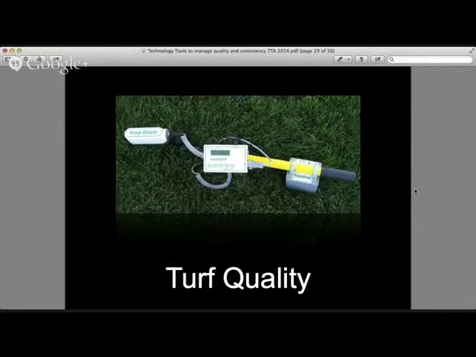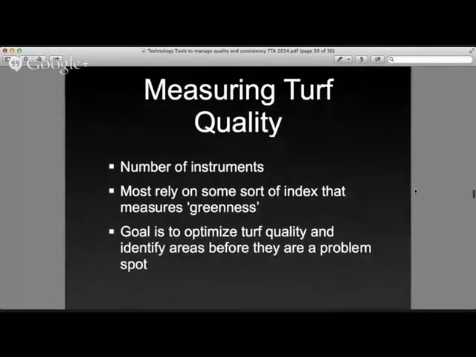Next slide. There's a number of instruments that we can rely on. All of these instruments take a measurement of some sort of index that measures basically what we can kind of put in quotes as greenness. It's not technically greenness, but basically as the plant is greener and is doing photosynthesis and is covering more of the surface, you're going to get a higher measurement.